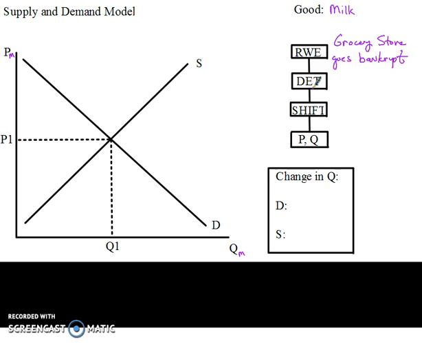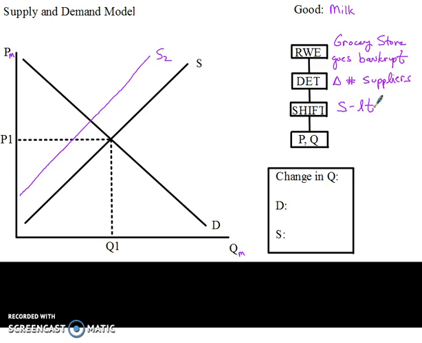So my determinant is going to be a change in the number of suppliers. And this is one of the most straightforward determinants. If you reduce the number of suppliers, if there's fewer suppliers providing milk in your town, then that's going to cause supply to decrease. Remember, decrease is a left shift, so the supply curve for milk is going to shift into the left.